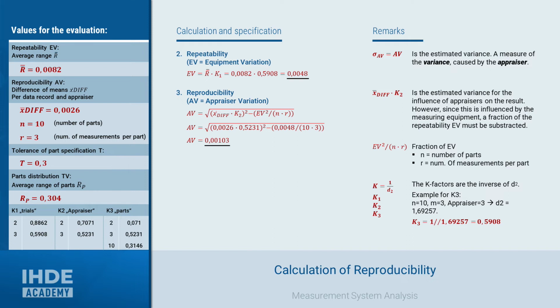And that brings us to the reproducibility AV. The reproducibility AV is a measure of the variance of the measured values caused by the appraisers. Hence AV for appraiser variation. With the known values for X bar diff, the factor K2, the repeatability and the number of parts, as well as the appraiser, a value of 0.00103 is calculated for AV.